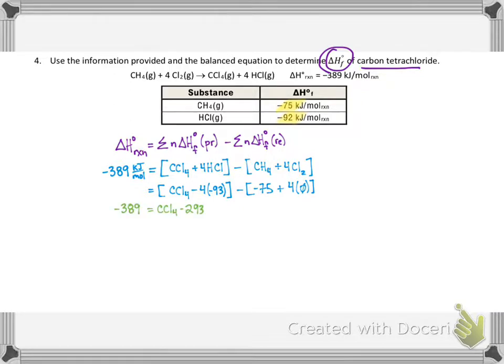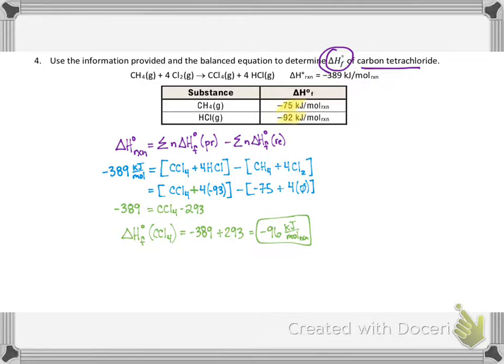Yay, math. So I'm going to combine the terms I can, right? So I've got negative times a negative makes that a positive, and minus a minus makes that a positive as well. And so in this case, oops, I was trying to figure out what went wrong here. It's because I copied something down wrong. You probably already saw that this was supposed to be a plus sign. I was trying to figure out where my negatives went. So I have 4 times negative 93 plus positive 75 gives me negative 293. And then, of course, super easy to solve for the enthalpy of formation of CCl4. And so the enthalpy of formation of carbon tetrachloride is negative 96 kilojoules per mole reaction.